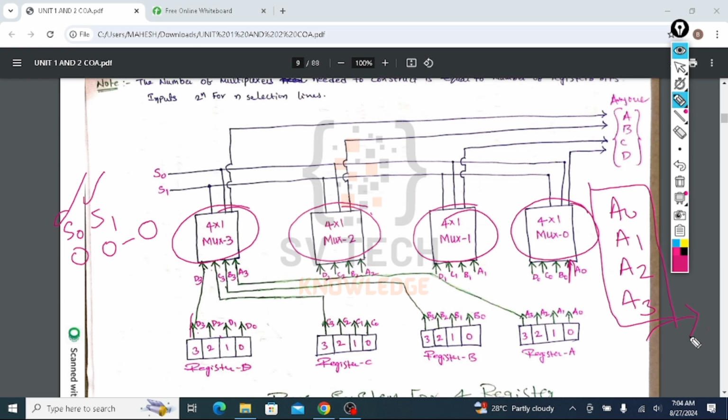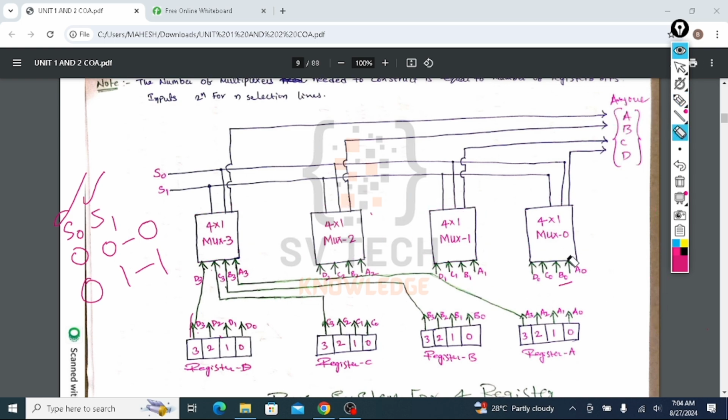Now if S0 and S1 are 0 and 1, the equivalent decimal number is 1, so the first bit of every multiplexer will be selected. What is the first bit of multiplexer 0? That is B0. What is the first bit of multiplexer 1? That is B1.